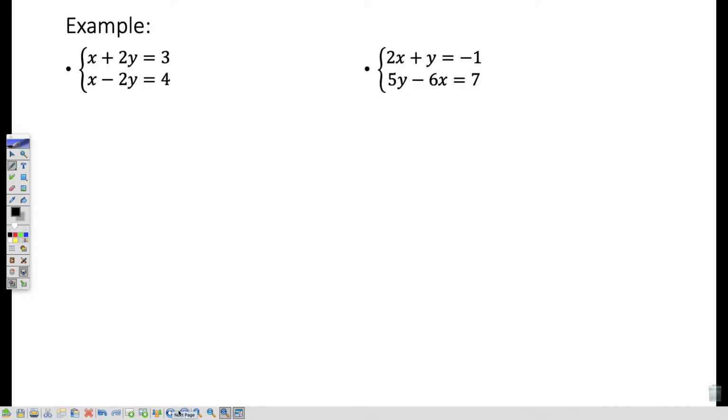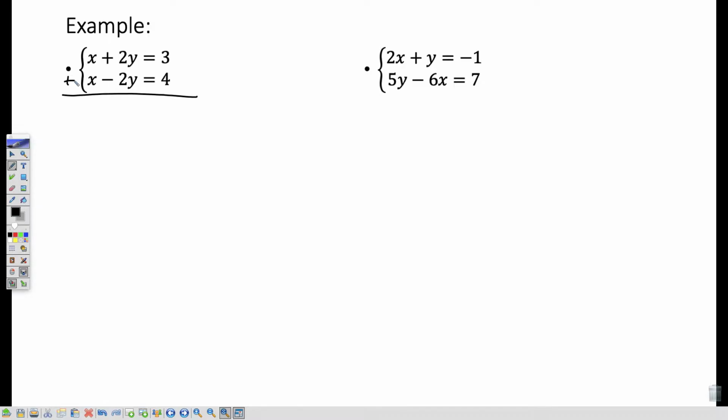Would you eliminate the x's because they're both the same? Yeah, but look at the 2's. I got positive 2 and negative 2. So what we're actually going to do is the elimination method, known as the addition method, and just combine the two. Because if I do that, I can eliminate the y's. That's why it's called the elimination method.